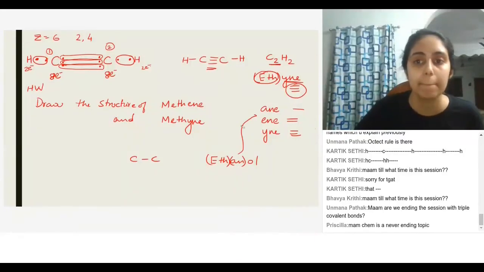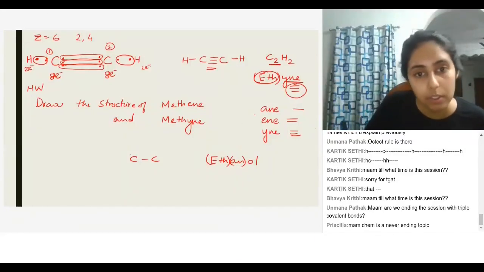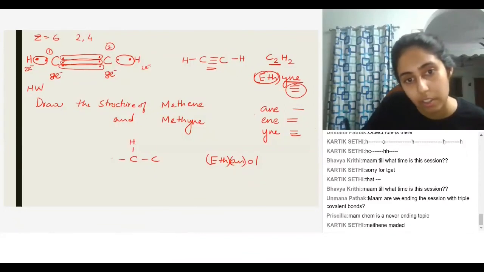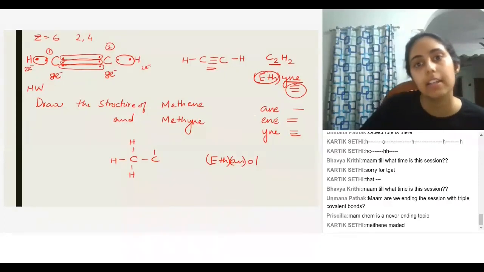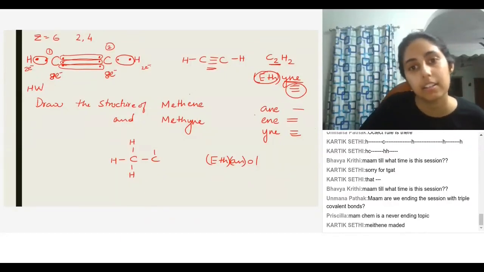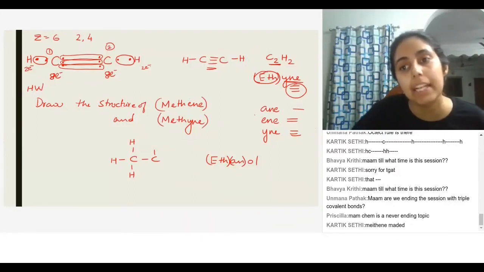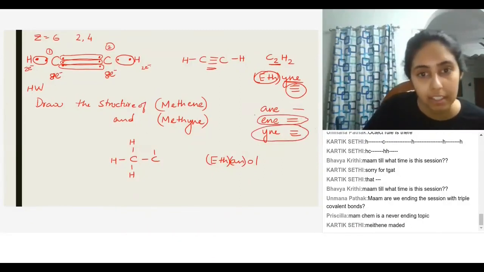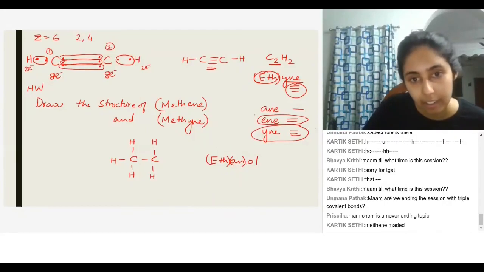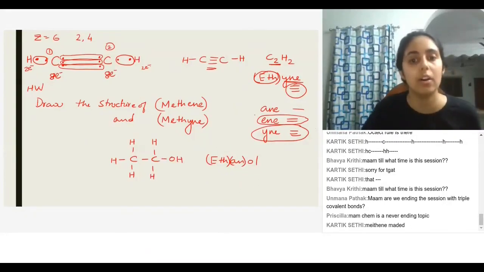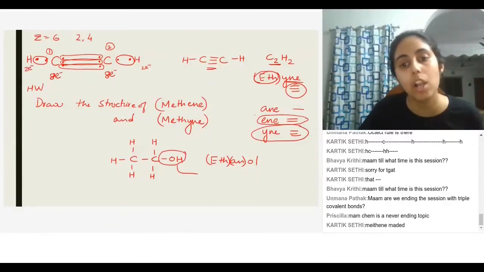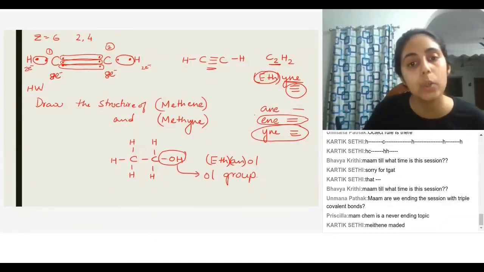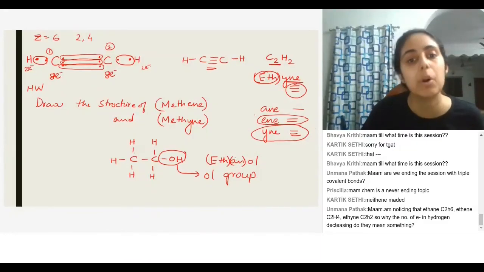Ma'am, I know that meth is one carbon, but what is ene and ine? That's what we're supposed to find out with the structure. Yeah, you need to draw the structure of methane and methine. Ene meaning double bond, ine meaning triple bond. Okay. So this is ethanol. This is the OL group, alcohol, and eth meaning two carbon atoms. AN meaning single bond between the 2 carbon atoms.